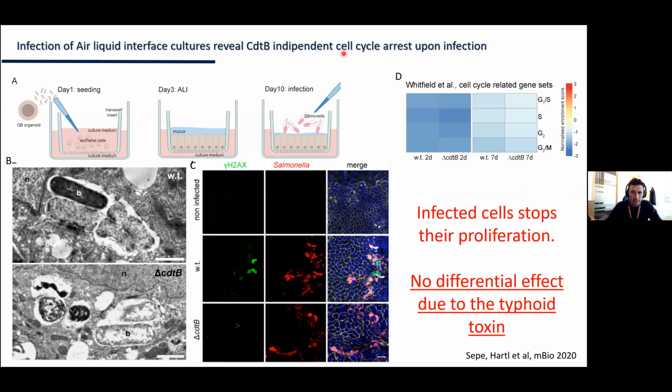But actually, what we could see is that the cell cycle arrest does not depend on the toxin. I mean, there is, yes, cell cycle arrest at 2 days and also at 7 days. So here we have done a microarray in which we have measured all cell cycle related genes divided by phase of the cell cycle. And then we could see that in any case, regardless of the presence of an active or a non-active toxin, there is an arrest of the cell cycle. So the cell cycle arrest does not depend on the toxin.